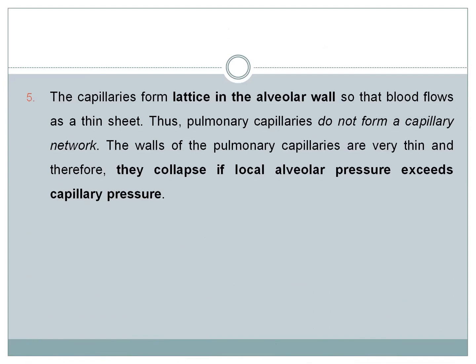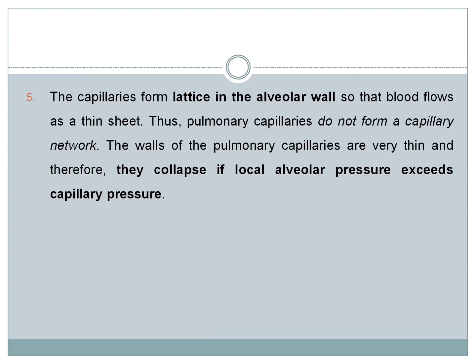The capillaries, as we have seen, are forming the lattice in the alveolar wall, that is forming a sheet of blood. Thus, the pulmonary capillaries do not form a capillary network. Everywhere in other parts of the body, the capillaries form the capillary network. But here, these capillaries form a lattice. So they are interconnected so that they will be forming a thin sheet.